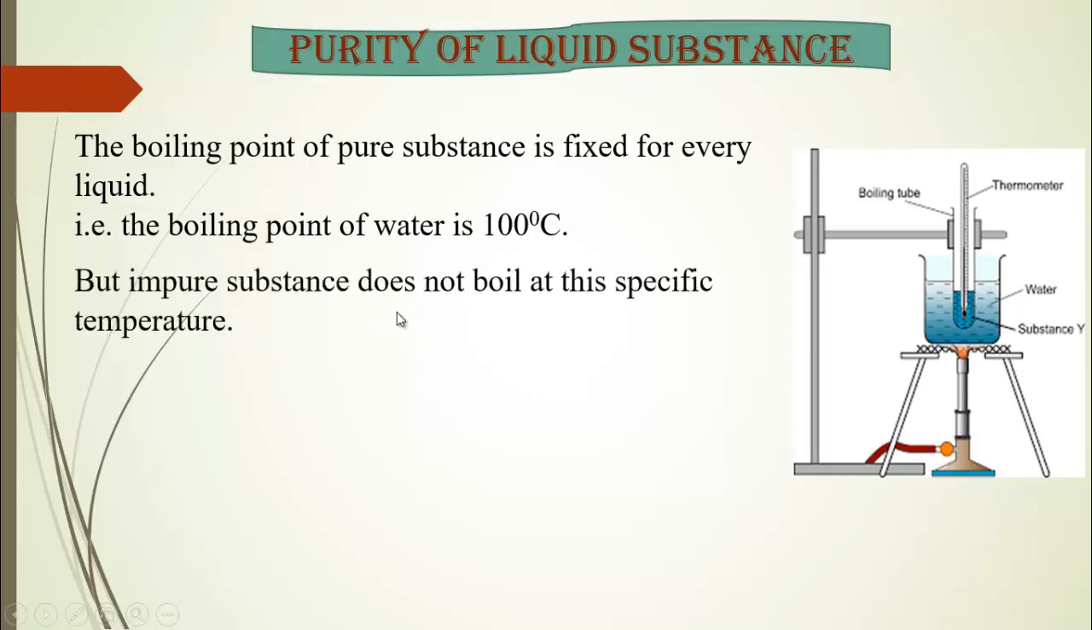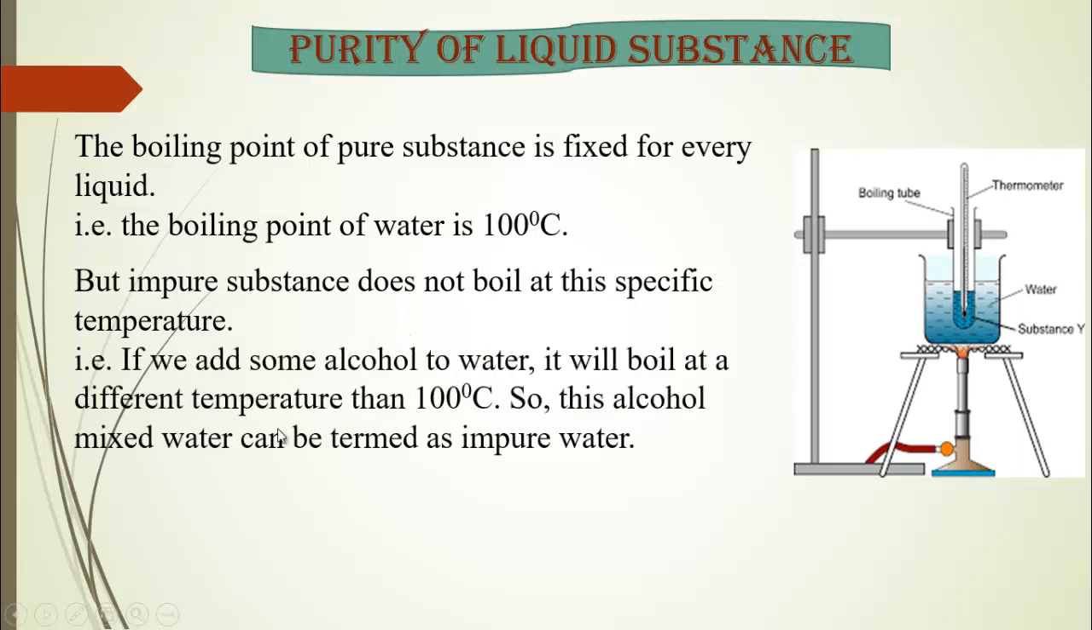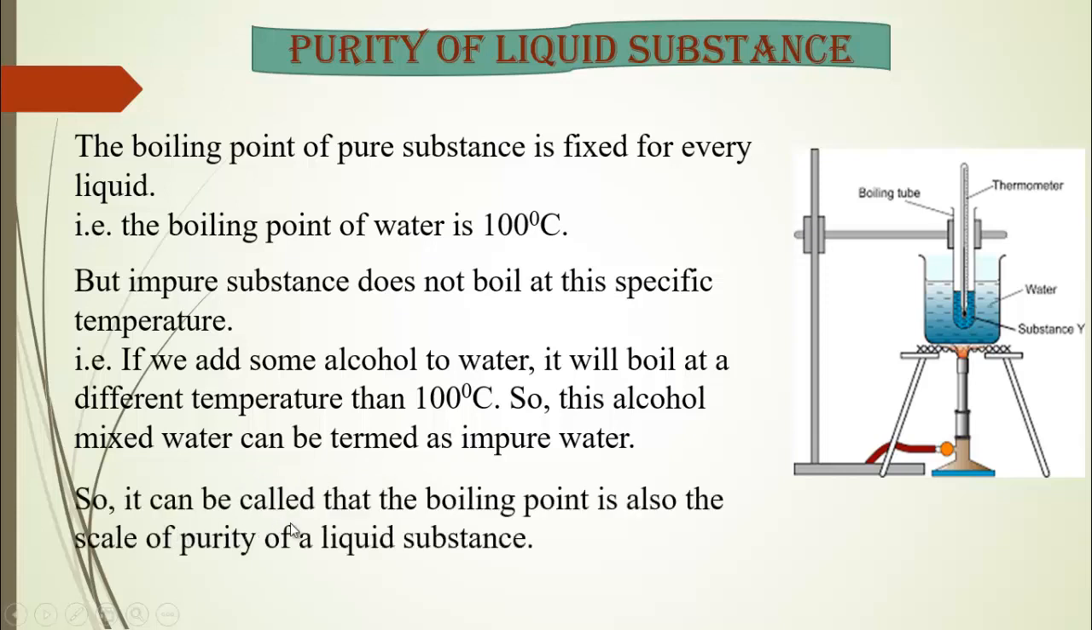But an impure substance doesn't boil at this specific temperature. If we add some alcohol to water, it will boil at a different temperature than 100 degrees centigrade. So this alcohol mixed water can be termed as impure water. So it can be said that the boiling point is also the scale of purity of a liquid substance.